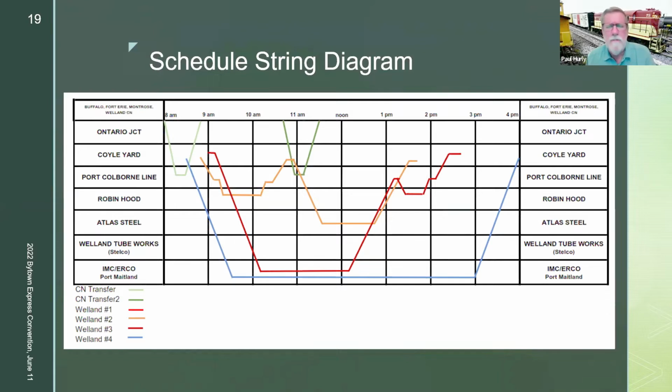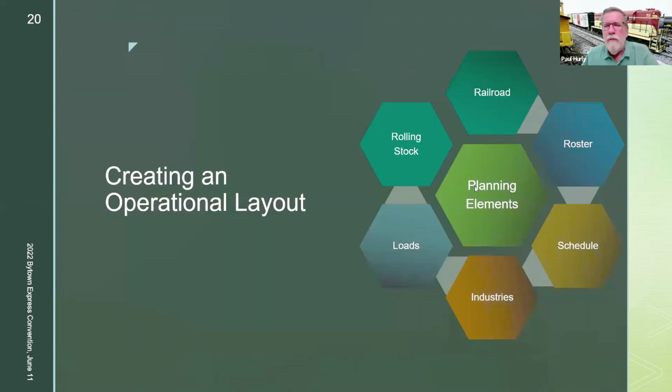So creating a visual map of what it is that you need to get done at a particular location on your layout is time well spent. It's helped me a lot as I moved on in the planning process. So we've run through railroad roster schedule. Let's go on with this constellation of elements in the planning to industries, loads, and rolling stock.